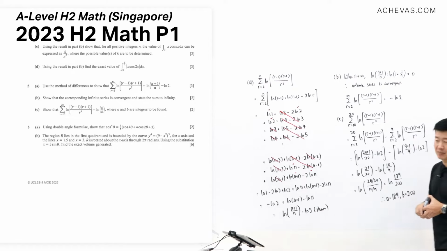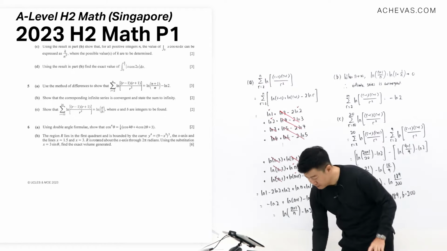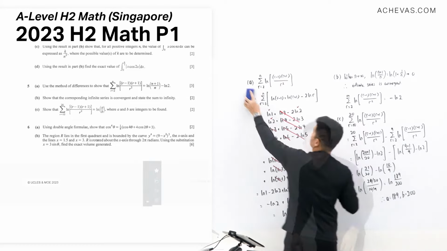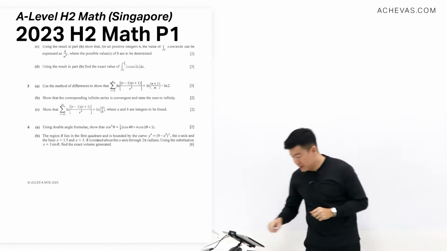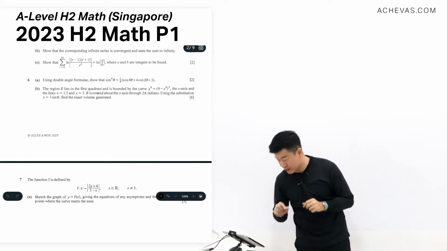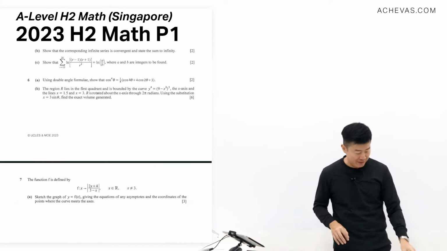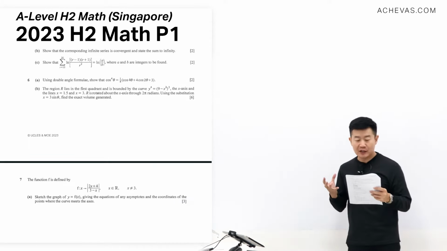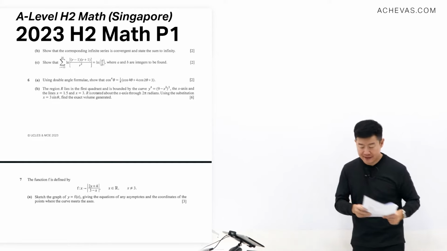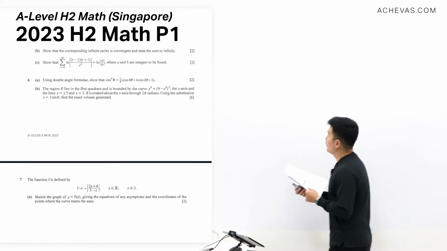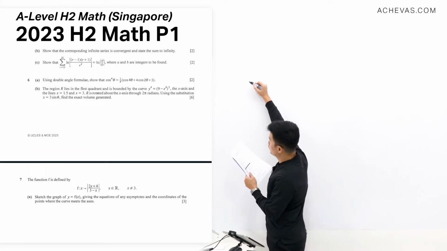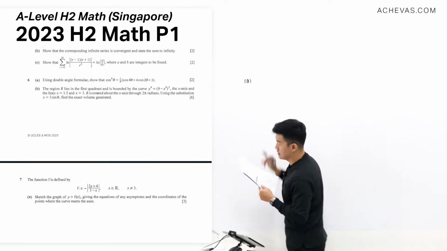Let's take a look at question number 6. This question number 6 here, we have a trigonometric identity proving in the first part, followed by an integration for volume in the second part. So for part 1, we are supposed to show the identity.